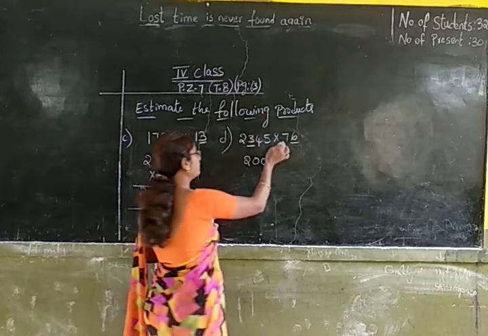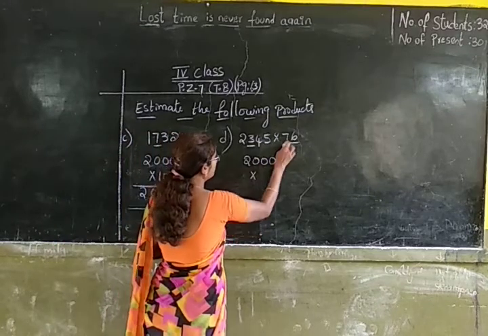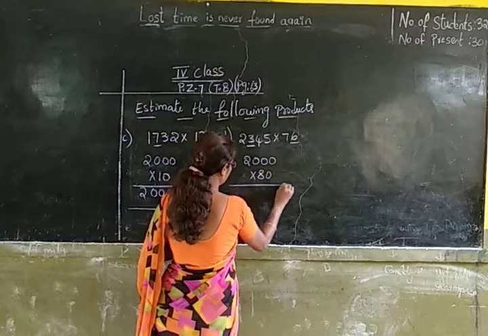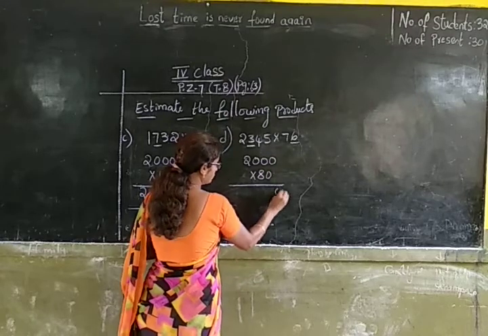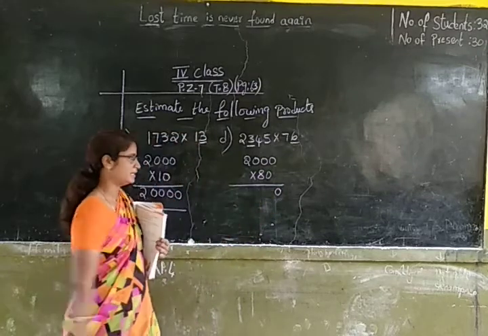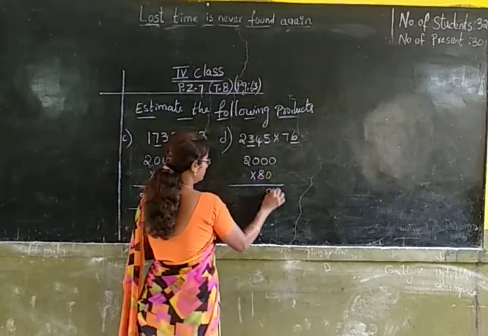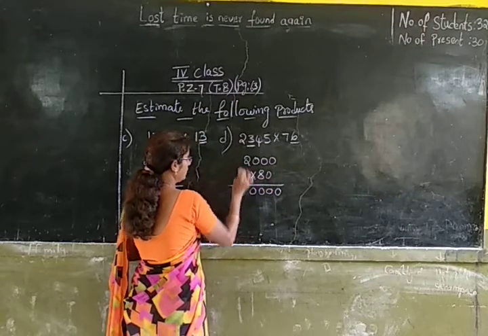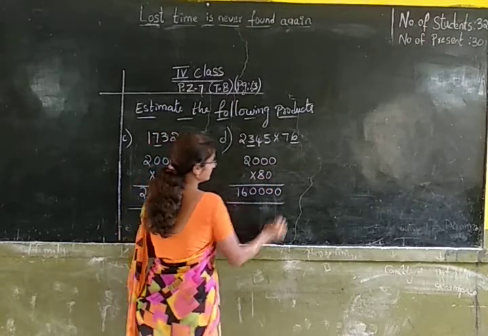So you have to add 1 to the next number. This will become 8 and this will become 0. So it is 80. So first you write this 0 and multiply this whole number with 8. So 8 zeros are 0, 8 zeros are 0, 8 zeros are 0 and 8 twos are 16.